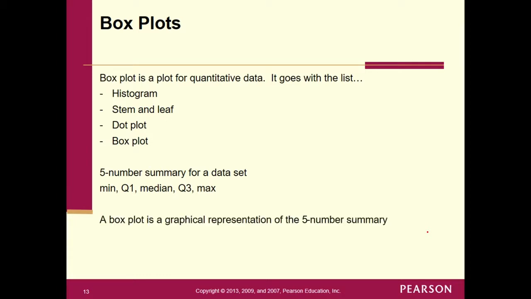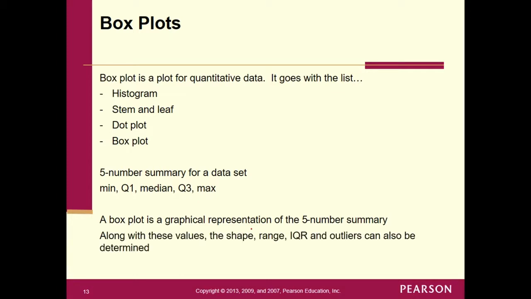Why did I bring this up? Because a box plot is a graphical representation of the 5-number summary. And here's the cool thing, I know it's probably not cool to you: with regards to the box plot, not alone does it give the minimum, the quartiles, and the maximum, it also gives shape, the range, the IQR, and also the outliers. So it starts to identify outliers.